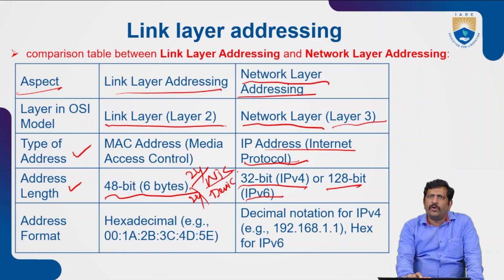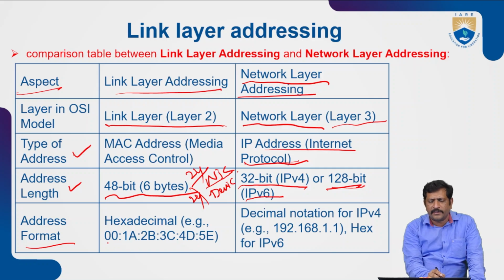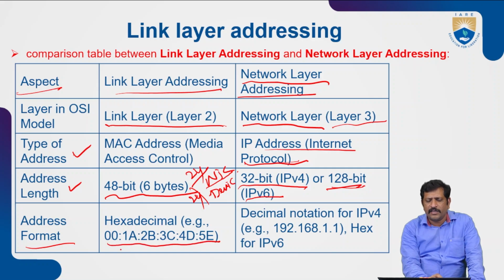If we are communicating over the network layer addressing with the IPv4 protocol, the address length is 32 bits. If we are utilizing IPv6, the address length is 128 bits. So this is the size of the data. Regarding address formats, the link layer address, that is the MAC address, is represented in hexadecimal format.